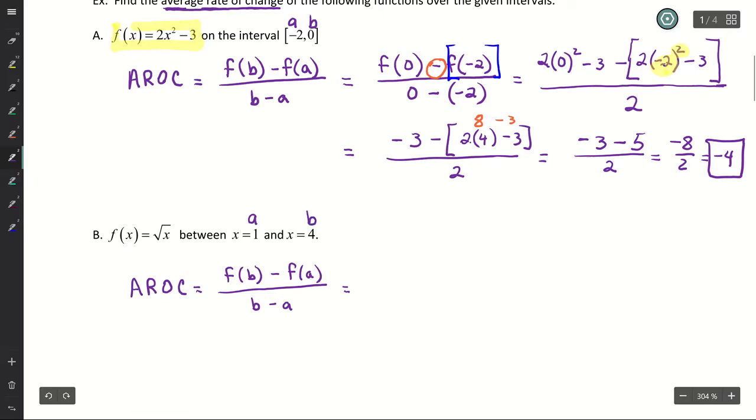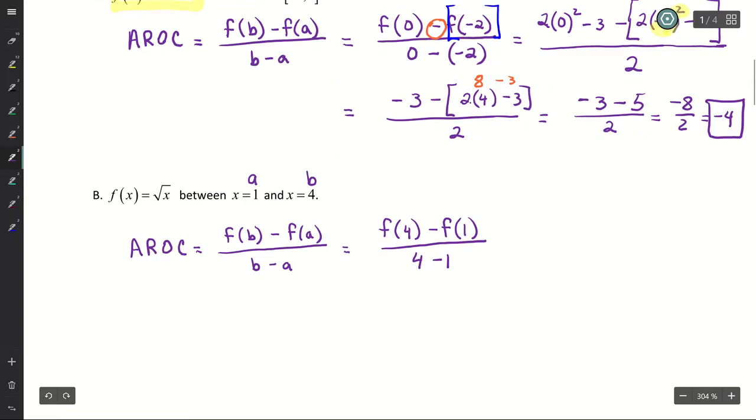It honestly doesn't make a lot of difference in which order you label these, as long as you're consistent with the way that you plug them into the formula. But I'm going to be consistent with what I showed you in the drawing up above. A is always my small number and B is always my bigger number. So on here, we'd say f evaluated at 4 minus f evaluated at 1, and then all over 4 minus 1.